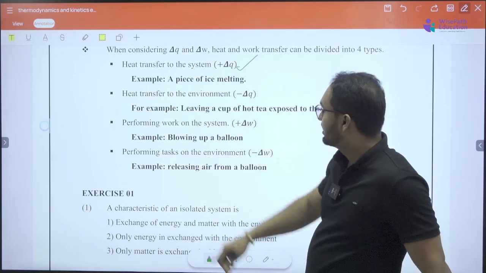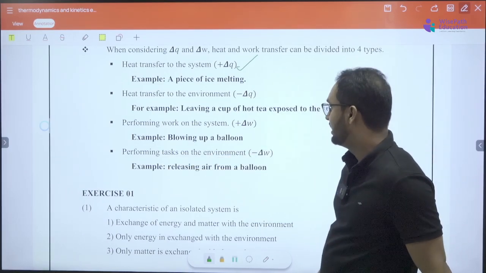The other thing is performing work on the environment. Example, releasing air from the balloon.